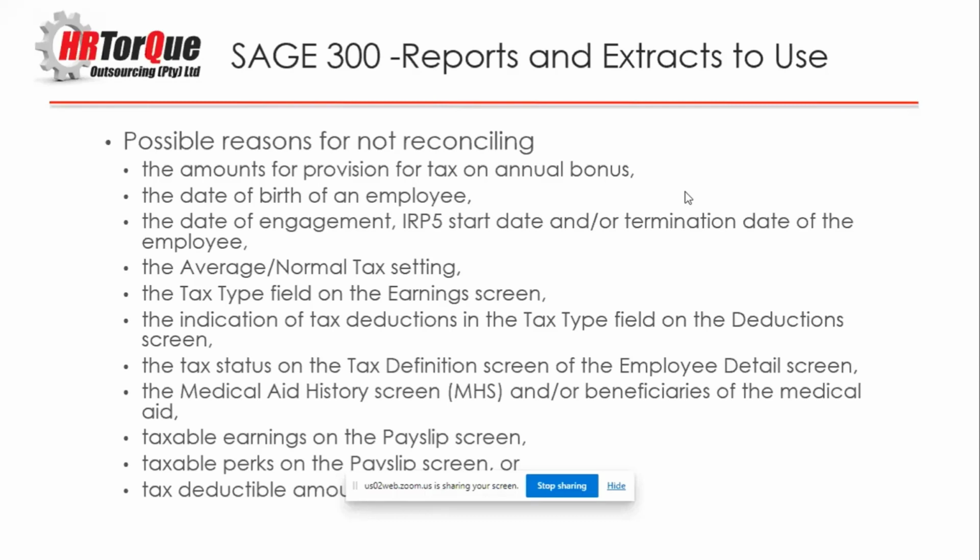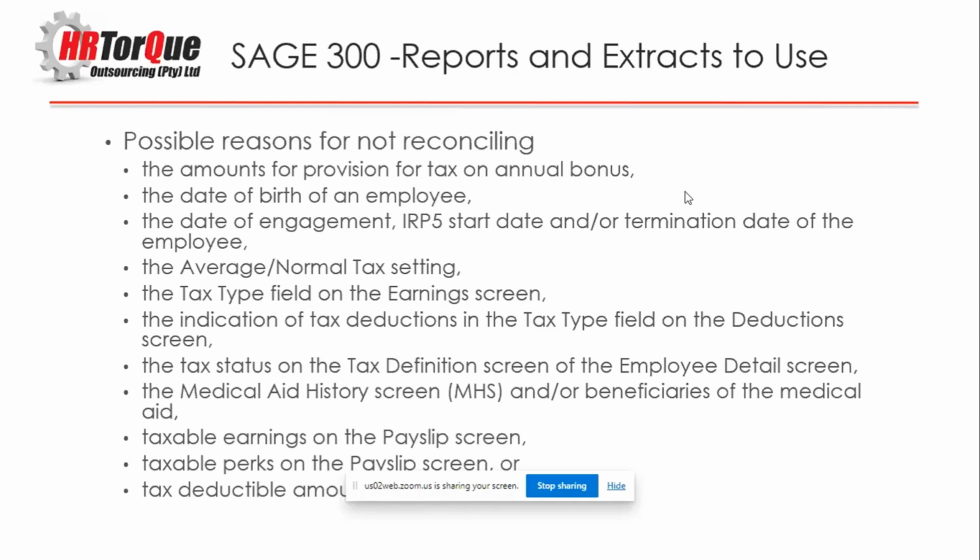Possible reasons that you might pick up for not reconciling are the amounts for provision on tax for the annual bonus. A lot of people do provide for the tax on this, and there may be something wrong with the calculation. Maybe the person was terminated and there are still some reconciling issues there. Another is the date of birth of an employee: suddenly the employee may have reached the age of 65.